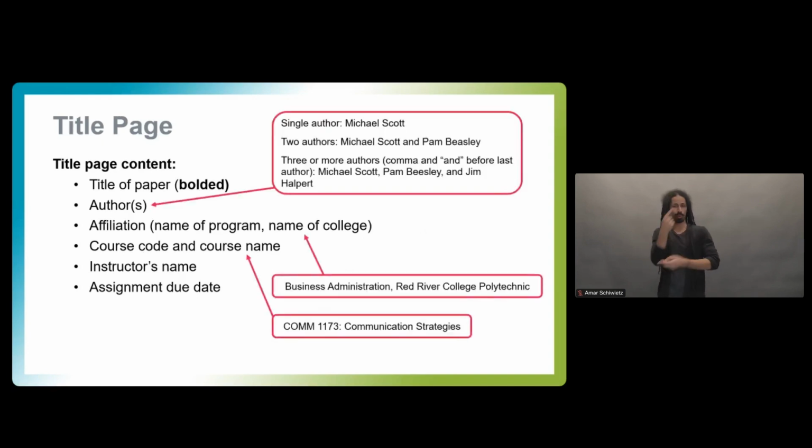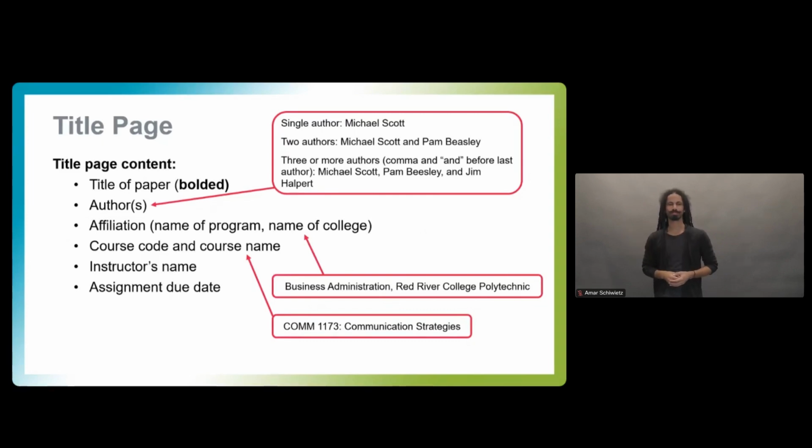So some examples here, right? So for the authors, Michael Scott, let's say that was the name of the student. Now, if Michael Scott had also written a paper with another student, Pam Beasley, maybe you're recognizing these names, that's great. Maybe there were 3 authors, right? You and 2 of your classmates, for example. You put an and before the last name. So you can see it's Michael Scott, comma, Pam Beasley, comma, and Jim Halpert. So if there are 3 or more, just make sure you put that and before the last name.